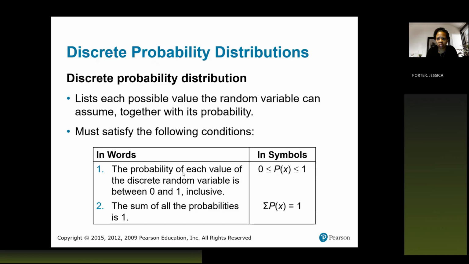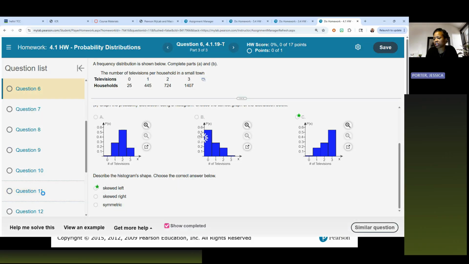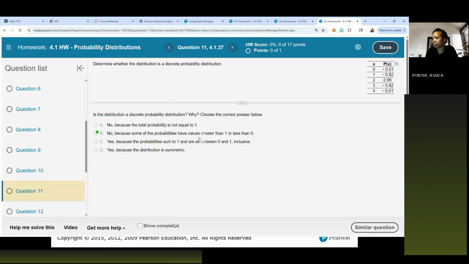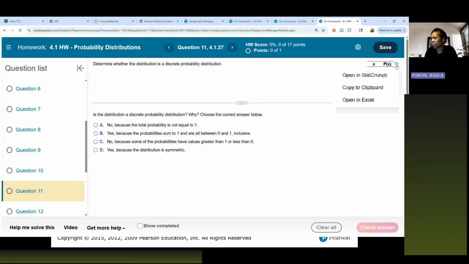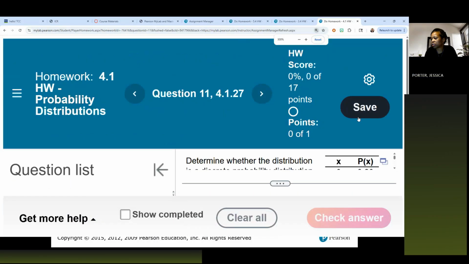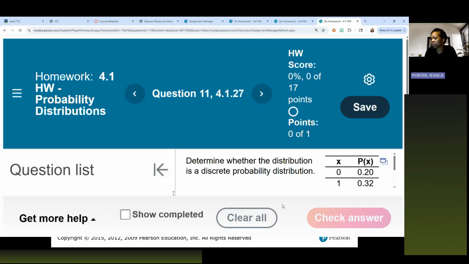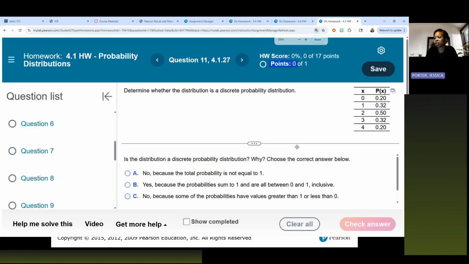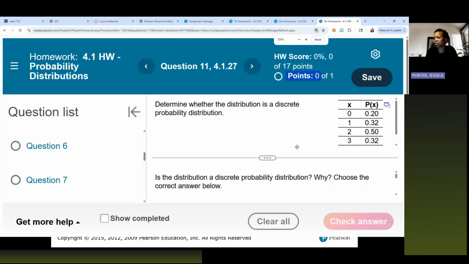Okay, let's look at some of the questions that we're going to come across here. Let's look at 4.1 question 11. Determine whether the distribution is a discrete probability distribution. And let's pop this out so we can see it a little better. I don't want to open StatCrunch. I wanted it to show a little bit bigger. Did that work? Nope. Okay, well, maybe that's as big as we're going to get.